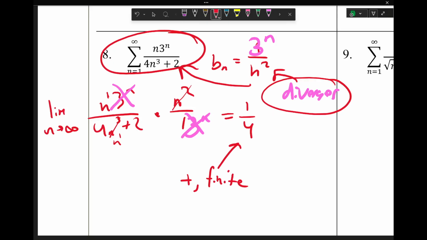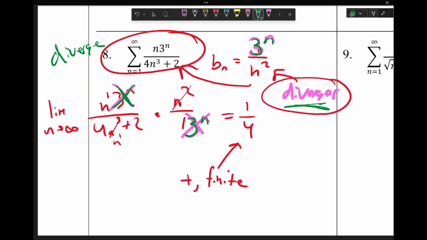So, myself included, I did not try 3 to the n over n squared. I mean, it was possible that I could have guessed that, but I also tried 1 over n squared, saw that 3 to the n was still a problem, so I figured to get rid of the 3 to the n, I'd love to divide by 3 to the n, so I just put a 3 to the n here. But it did change this from converge to diverge, which changes this from converge to diverge.